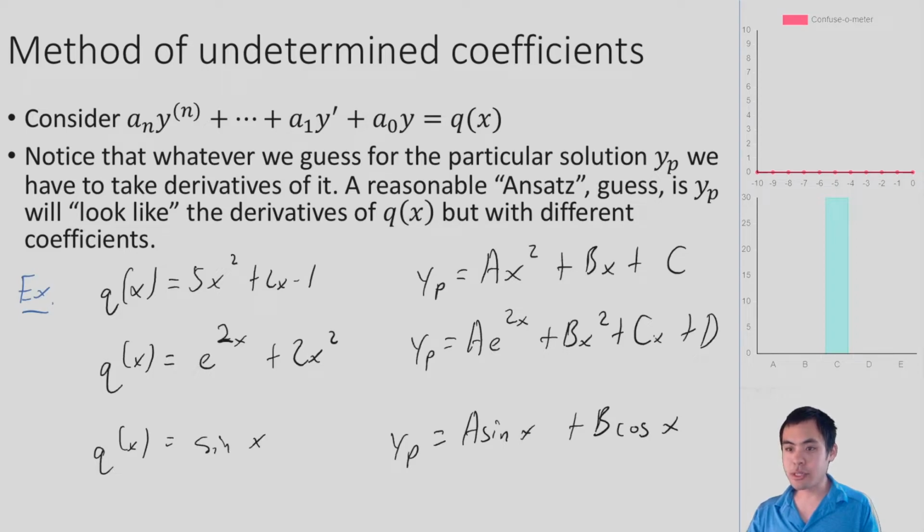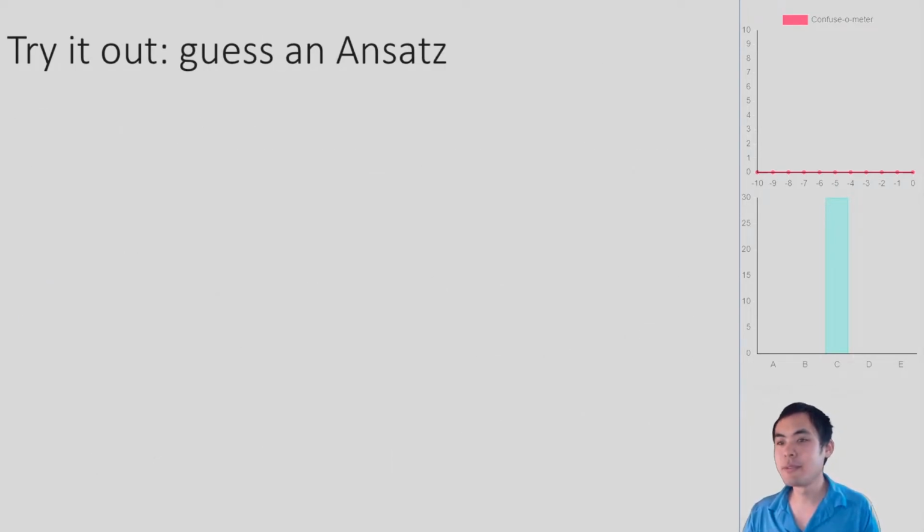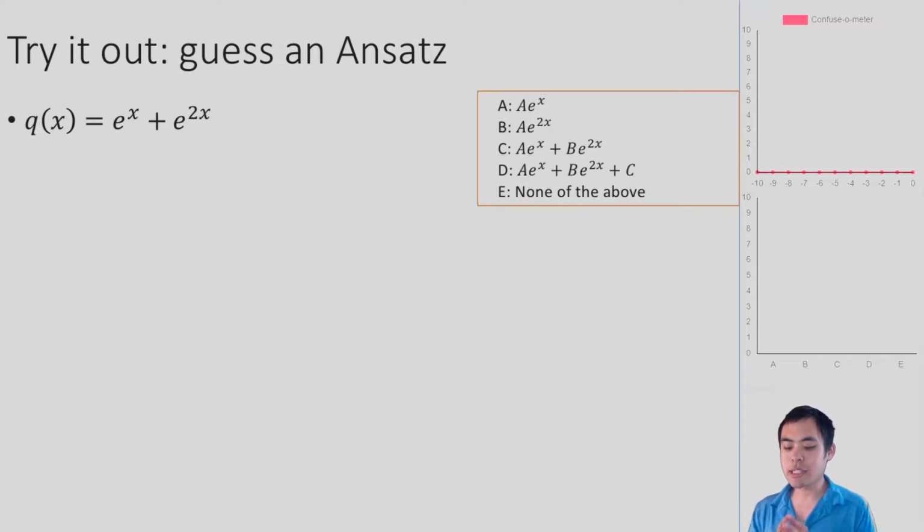Okay, so let's try this out. Guess an Ansatz. Let me reset the chat here. And let's say that we have q of x is equal to e to the x plus e to the 2x. What is our guess for yp?